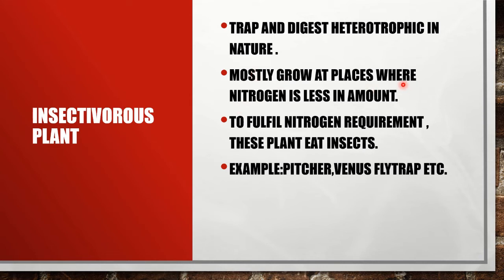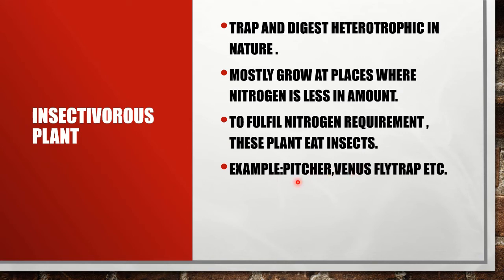They mostly grow at places where nitrogen is less in amount, and to fulfill their nitrogen requirement, these plants eat insects. There are a few plants which trap insects and digest them. They are called insectivorous plants. They get their nutrients by capturing and consuming small animals, mainly insects. They are both autotrophic and heterotrophic in nature. Examples are the pitcher plant and Venus flytrap.